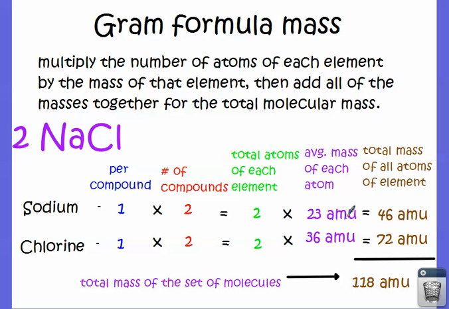Then I multiply by my mass. So if you do have a coefficient, you just have to insert that step in the middle, multiplying by your coefficient before you multiply by your mass. Then you find your mass in the periodic table, multiply, add everything up, bang, there you go. So 2 molecules, or 2 of the compound NaCl, gives me a total mass of 118 AMU.